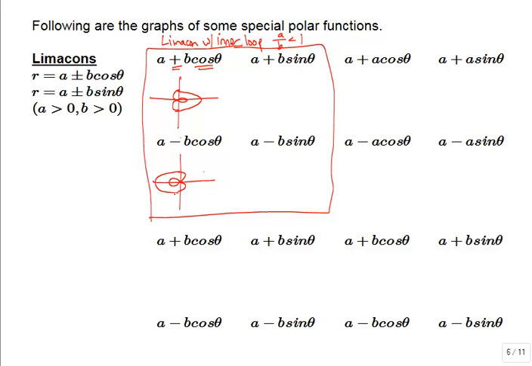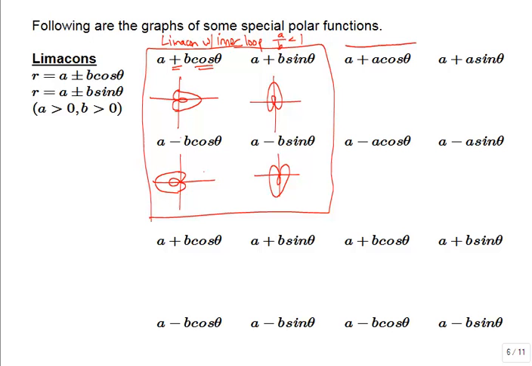but then you get this little loop on the inside. For the sines, these are going to point either up or down instead of left or right. If it's a plus sine, then you're going to get this heart shape pointing up with that little inner loop. And if it's a minus sine, it's going to be this heart shape pointing down with this little inner loop. So those are your limaçons with an inner loop.